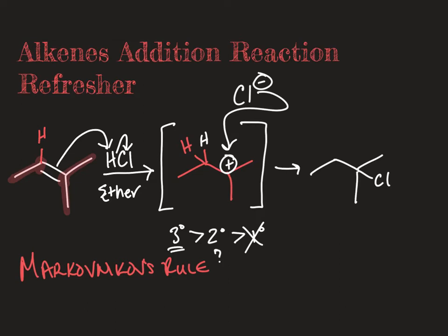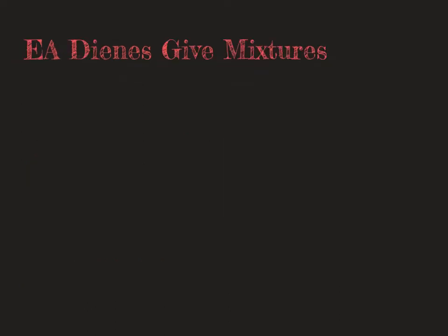Again, all of this is review. If any of this doesn't sound familiar, it might be worth going back and reviewing the addition reactions of alkenes, because we are going to expand on that here. For electrophilic additions to dienes, the big key is that you are going to get mixtures. And what you need to do is decide, based on conditions, which products are going to dominate, what the mixture will actually look like, and why.